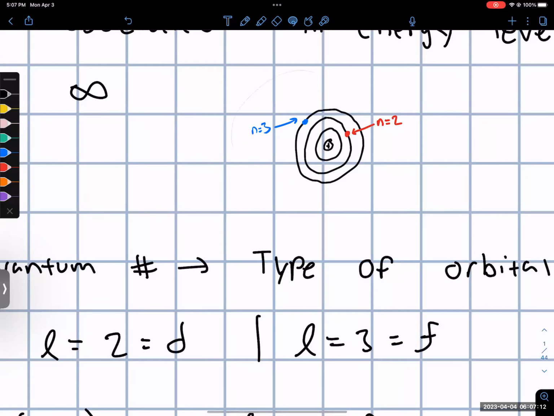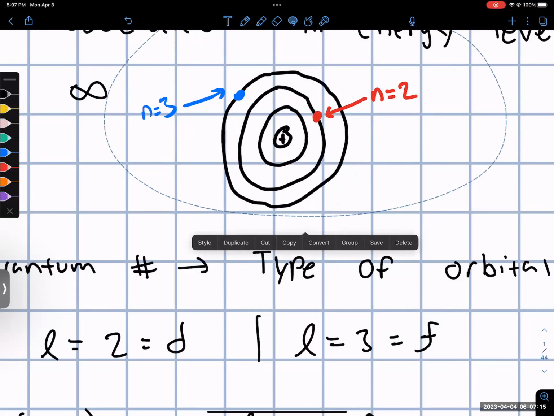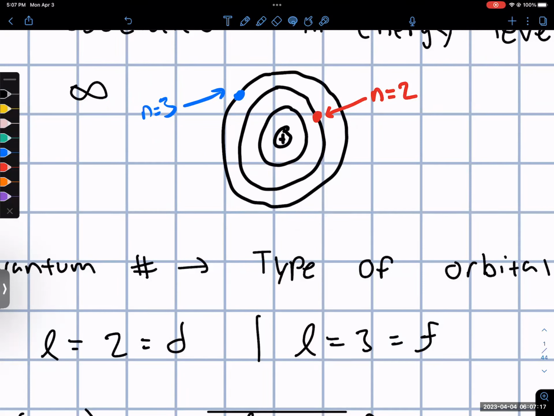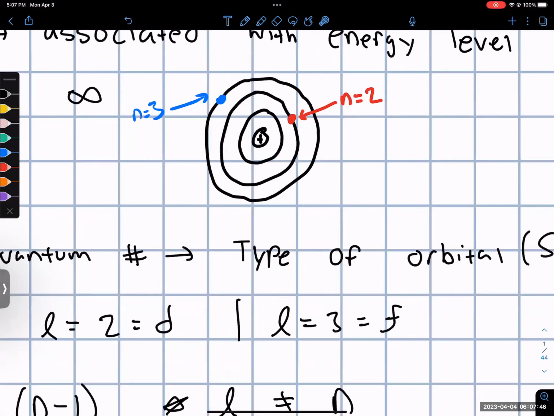Let's make this bigger again. If it can only occupy those whole integers because it's quantized, it means you will never find an electron between these two energy levels. It's either on 2 or on 3. You're never going to find it between 2 and 3. So that's why you're never going to find an N value of 2.5, because it's quantized. It can either be 2 or 3, or it can be 1 or 3. They just go by whole numbers, and that's what they discovered using some experiments back in the day.